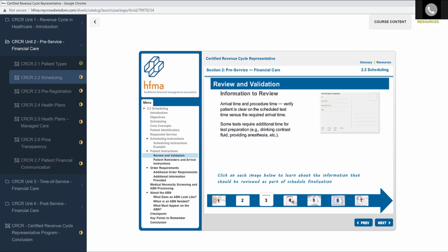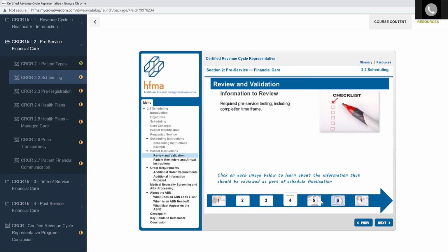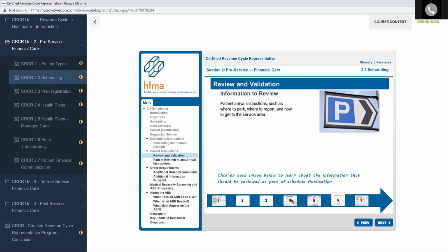Verify the patient is clear on the scheduled test time versus the required arrival time. If you get an MRI with contrast, sometimes you have to drink that terrible drink, so you need to allow yourself an extra hour and so on. That's what they mean by that. Required pre-service testing, including completion time frame, the preparation instructions, patient arrival instructions, where to park, where to report, and how to get there. You don't want an angry patient that's lost.